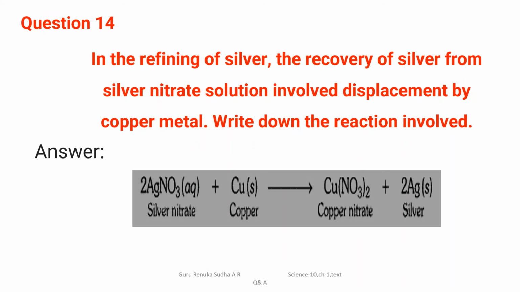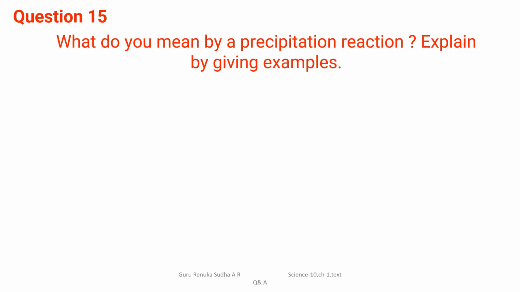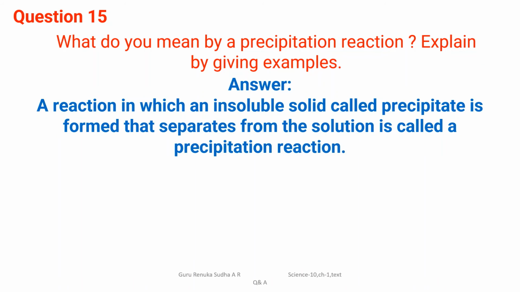Next, 15th question. What do you mean by a precipitation reaction? Explain the precipitation reaction by giving examples. See the answer, how I have written. A reaction in which an insoluble solid, that is very important, that word you have to write, called a precipitate, is formed and separates from the solution is called a precipitation reaction.